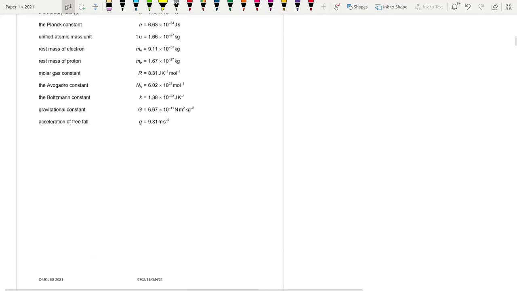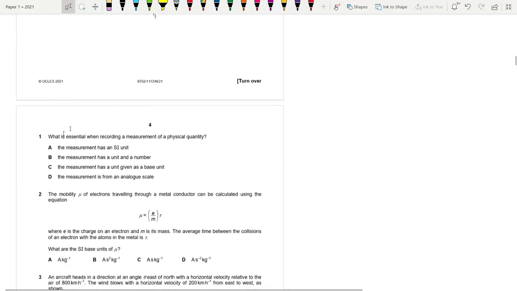This is the formula sheet. It has changed though, starting from 2022.